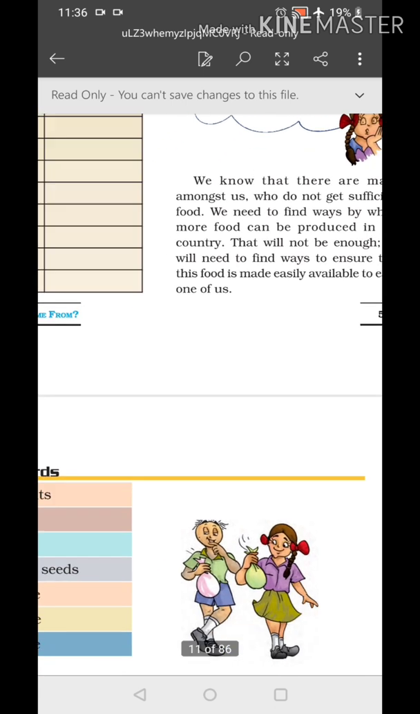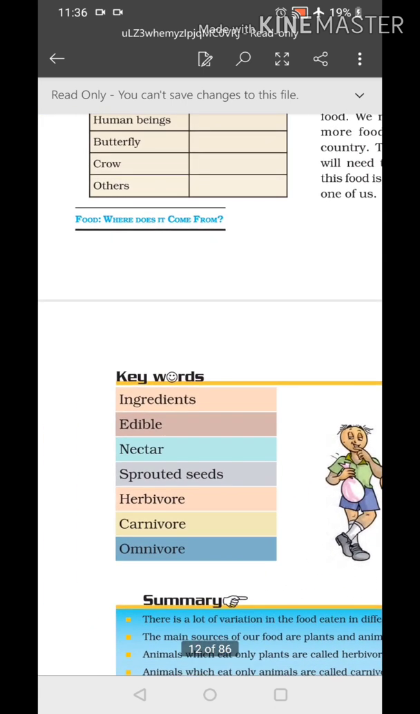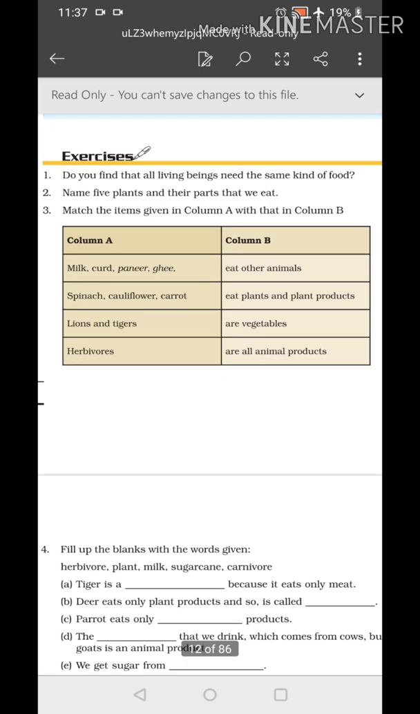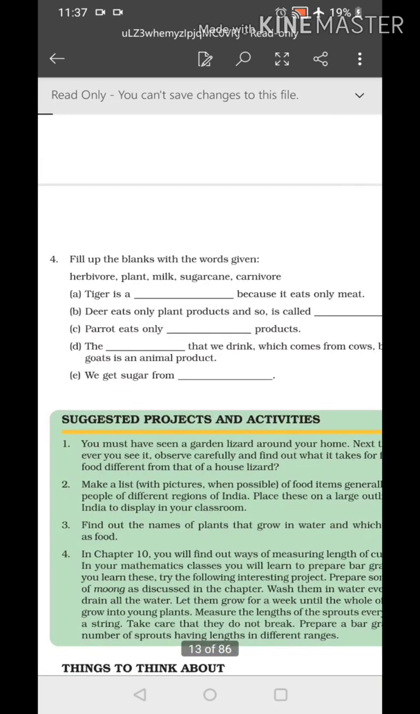With this, we have completed our chapter 1. You need to cover all the exercises. I'll be putting a link in a description box below from which you can do all the question answers. Make sure you read your chapter thoroughly and make points while you listen to this video.